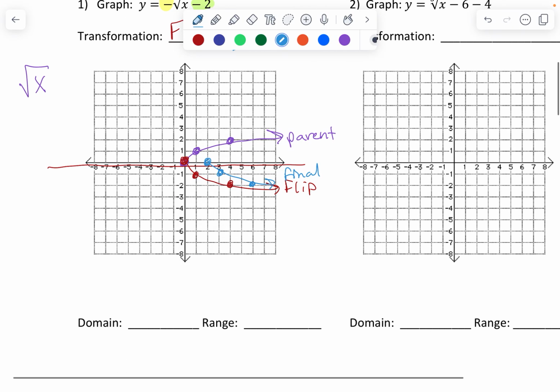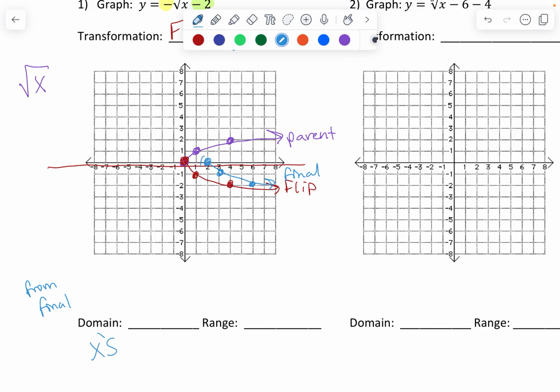Okay, the domain and range is always based off of that final answer. Okay, so the domain, that's always the x's. So the first x value that your graph hits is 2, and then it points to the right. So that's infinity. The range is the y's, that's low to high. This one points down, so that's negative infinity. And then the highest y value is at 0.